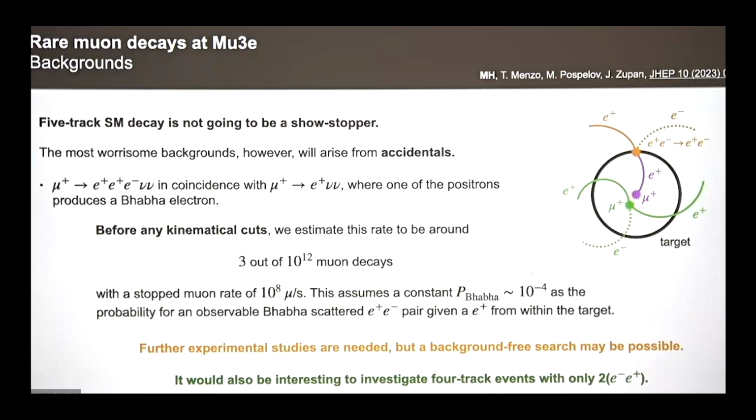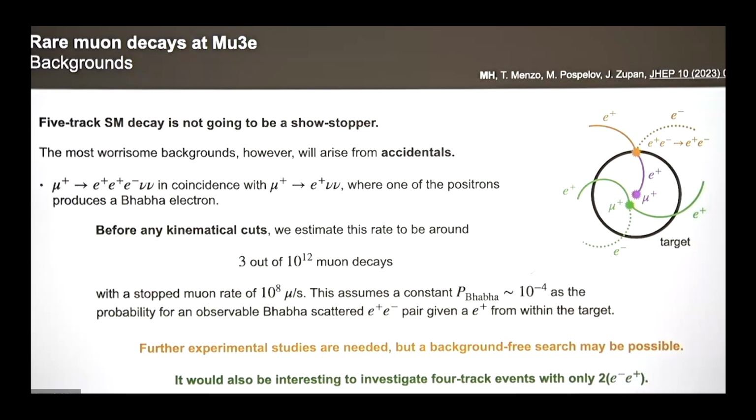Okay, so backgrounds, we did think about this. We didn't have any simulation or very precise numbers, but using well-informed numbers from the TDR and some energy-independent assumptions on the probability of producing Bhabha pairs, for instance, the most worrisome accidental background that we were able to find was a single internal conversion decay of a muon in coincidence with a Michel decay where the positron Bhabha-produces another electron. The rate for that, with our broad-brush, energy-independent numbers, was 3 out of 10 to the 12 muon decays.